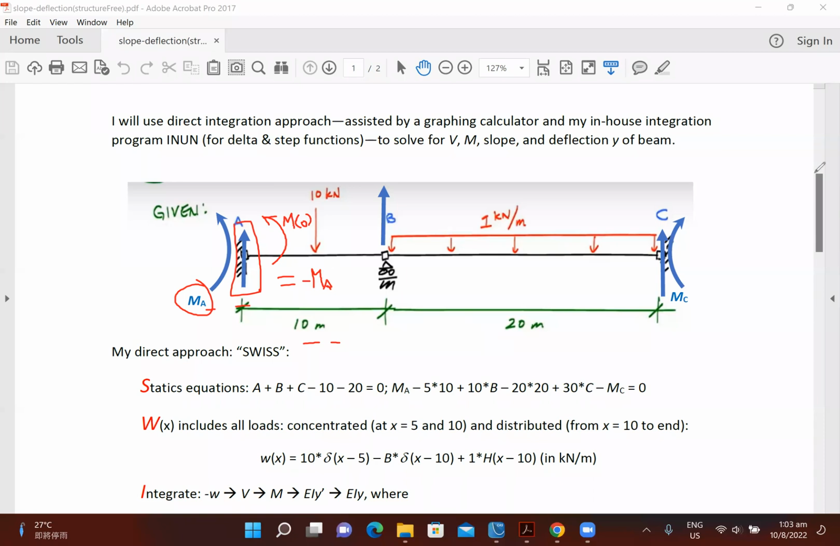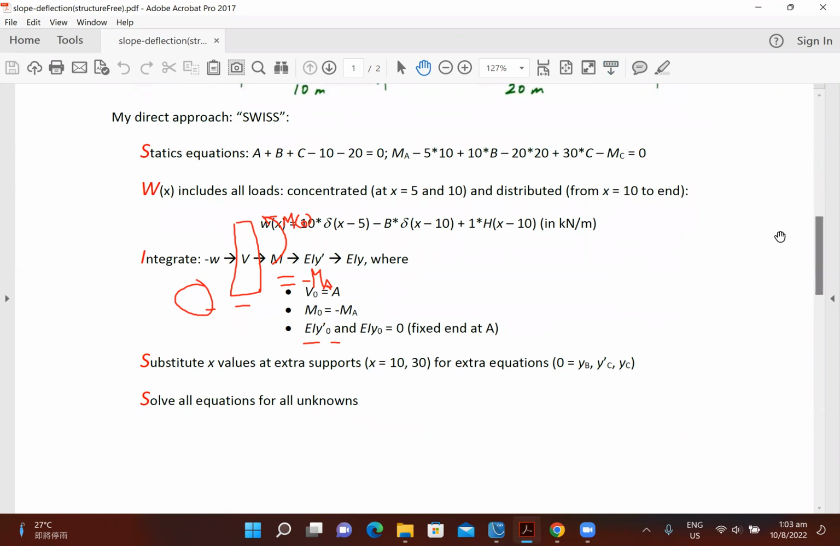So that gives me also the initial value of the bending moment, right? So we are going to do integration. You integrate minus W, you get V. You integrate again, you get M. Of course, each time adding the initial values of those.